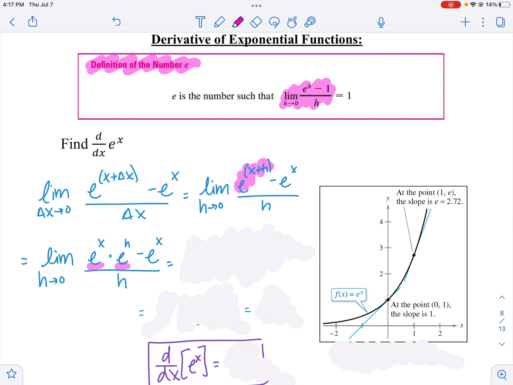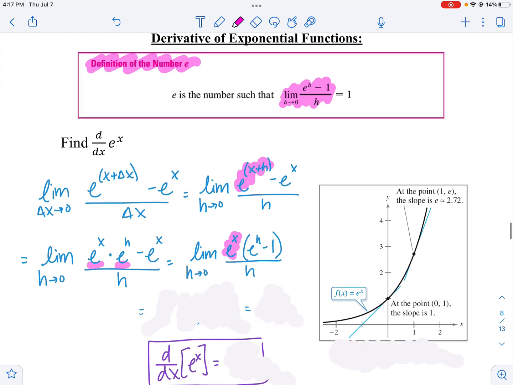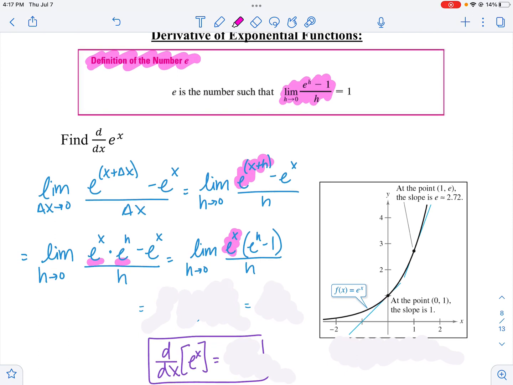Now, you might notice that I have an e to the x in both terms. So I can factor out that common factor of e to the x. So now my problem looks like this. I have the limit as h approaches 0 of e to the x times (e to the h minus 1) all over h. Now, this factor e to the x is not dependent on what h is. It doesn't matter what h is. There's no h in that factor, and so that's not changing. It's kind of like a constant. It's not a constant, but it's kind of like a constant. It won't change depending on what h equals, right?